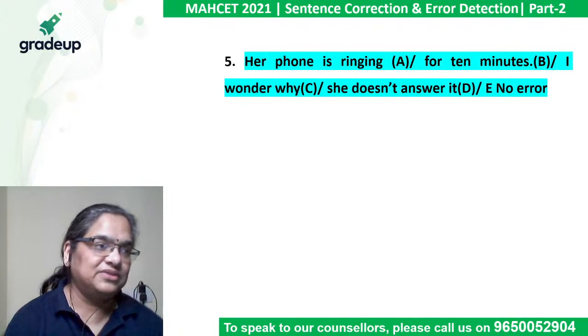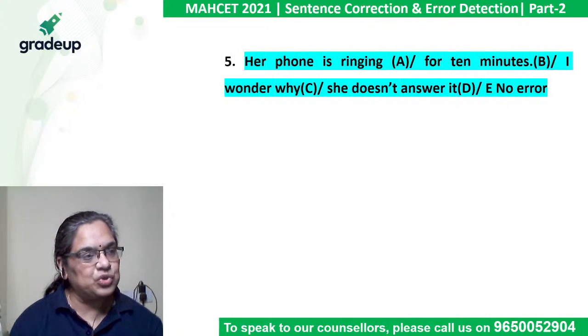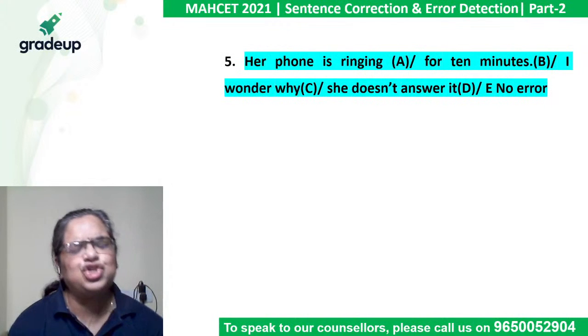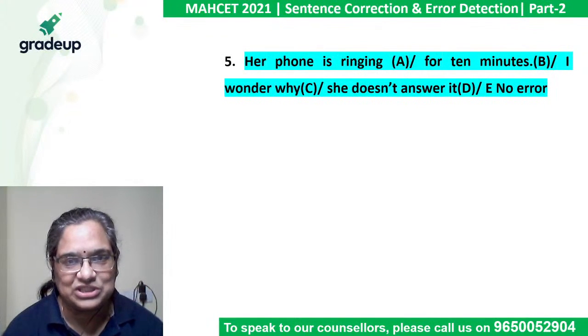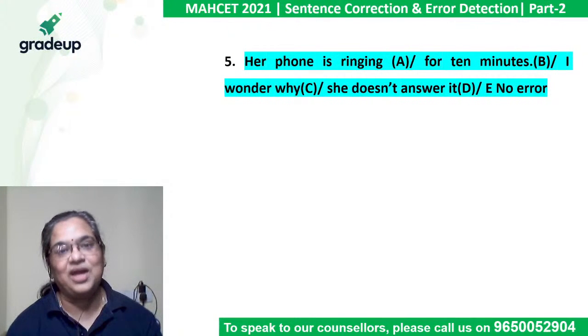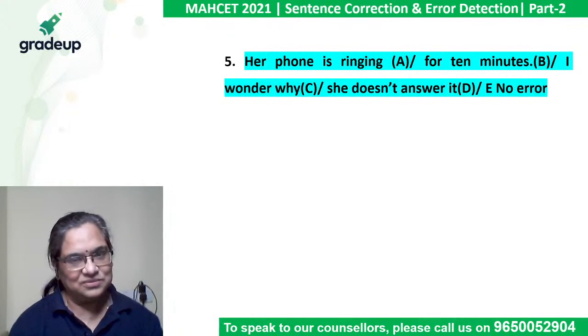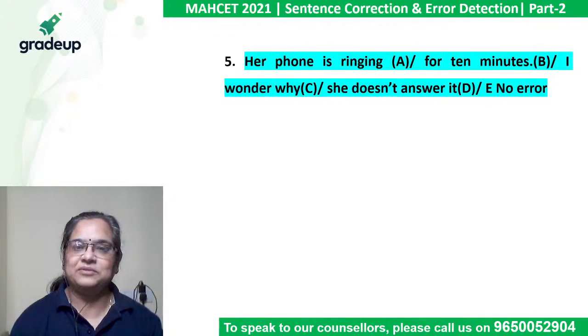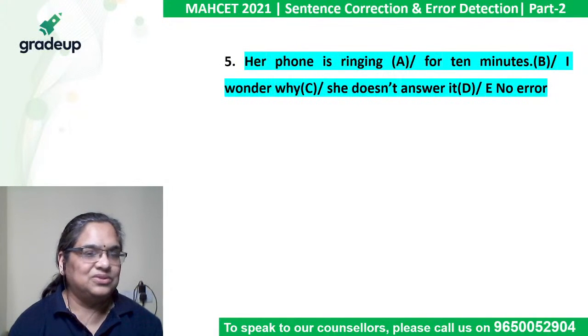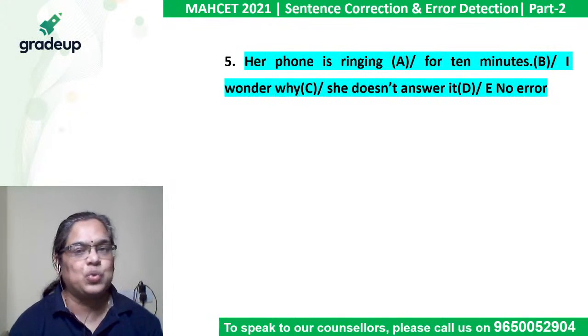Yes, Webhuff, correct. That sentence is also correct. But why do you want to make it such a disjointed sentence? I was crossing the street, comma, then I stepped on to something. But yeah, your sentence is not wrong. Yeah, fine. All right. Her phone is ringing for 10 minutes. I wonder why she doesn't answer. Tarun, how would you correct it? If it is A, how would you correct it? Just give me the correction also.